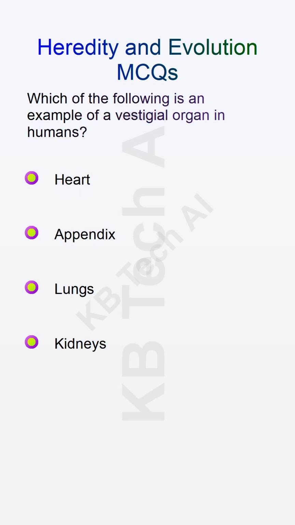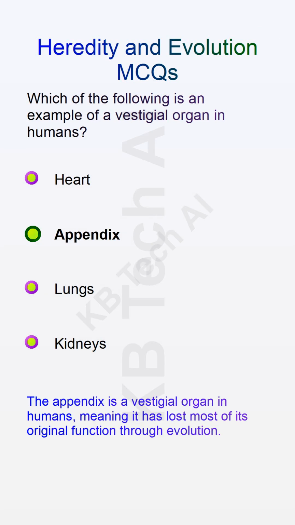Which of the following is an example of a vestigial organ in humans? Option 1, heart. Option 2, appendix. Option 3, lungs. Option 4, kidneys. The answer is, option 2, appendix.